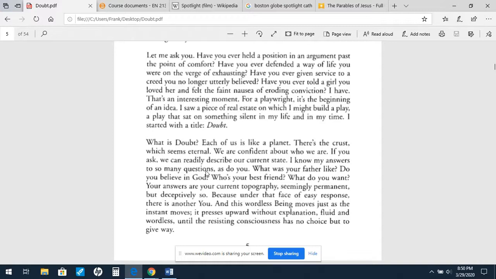Here's another way that doubt can be a positive thing. So here's Shanley. "What is doubt? Each of us is like a planet. There's a crust which seems eternal. We are confident about who we are. If you ask, we can readily describe our current state. I know my answers to so many questions, as do you. What was your father like? Do you believe in God? Who's your best friend? What do you want? Your answers are your current topography, seemingly permanent, but deceptively so.